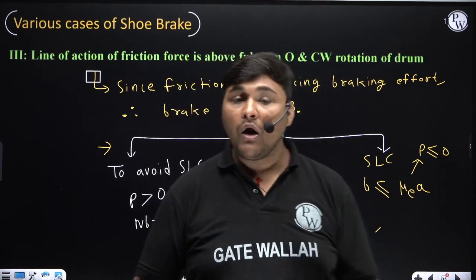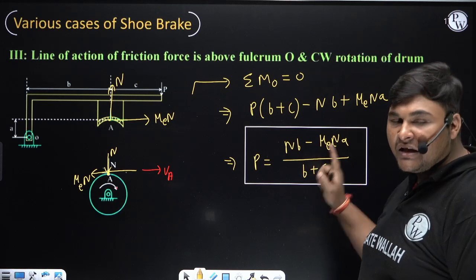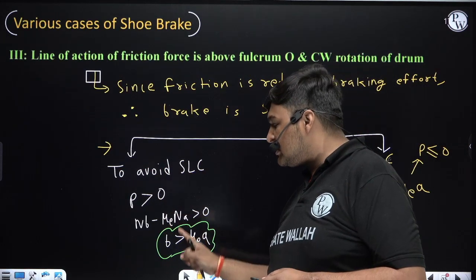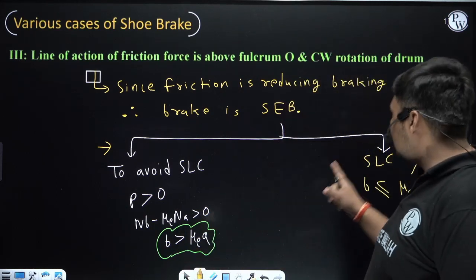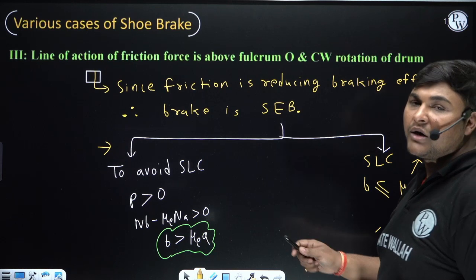Okay. Now again I will say, don't remember this relation. First derive this. If the brake is self-energizing, then find the relation to ensure P must be greater than 0. Automatically this will come. To be in self-locking condition, this condition should not be satisfied. So why am I saying don't remember this?